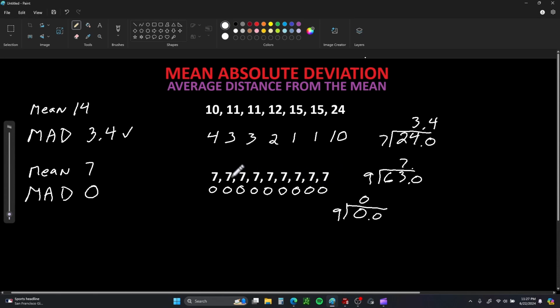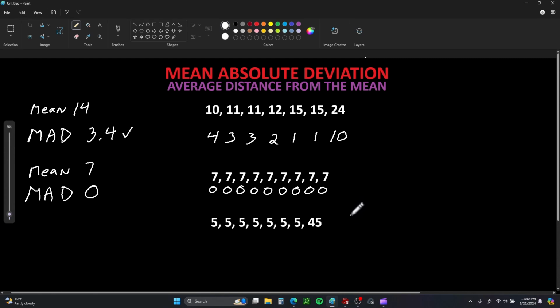But the perfect number set is a number set where the numbers are really close together. Let's look at a third example, and this one's going to be a really bad example. So here we have another number set, and we notice that we have a string of 5s and a single 45. And what this number set was from was somebody went in to find the average age of a kindergarten student, and the teacher was in the room.